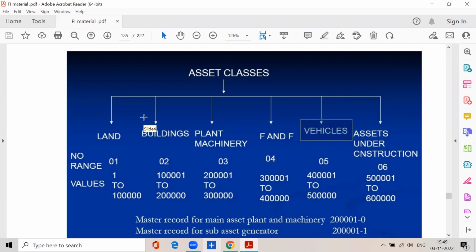So the main criteria we have to look into is how you have to display your fixed assets in the balance sheet. Under what headings? That many number of headings are created as asset classes, right?